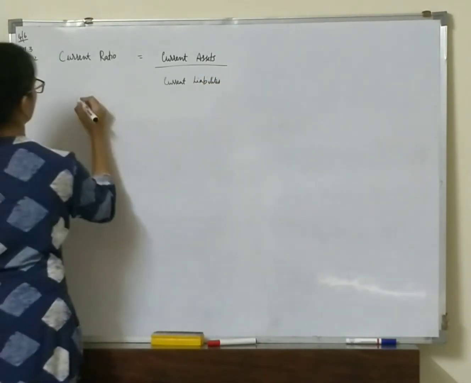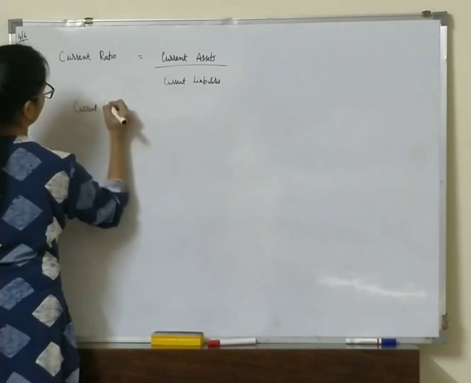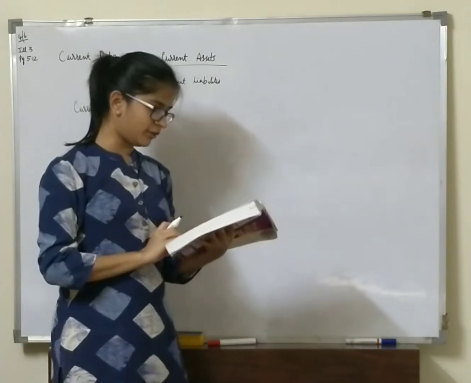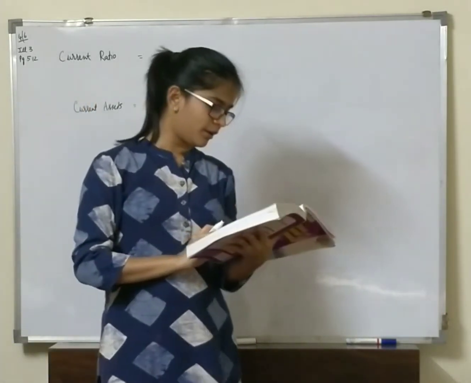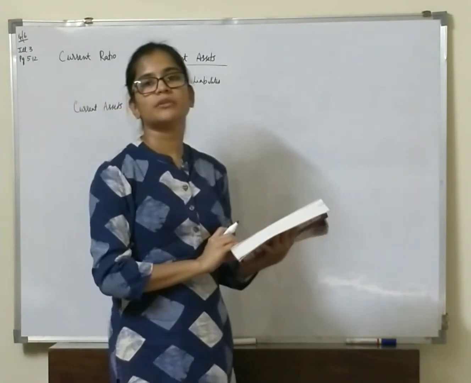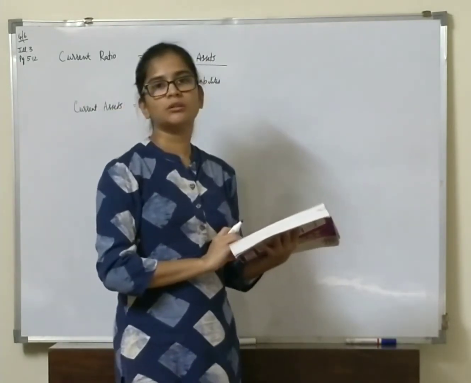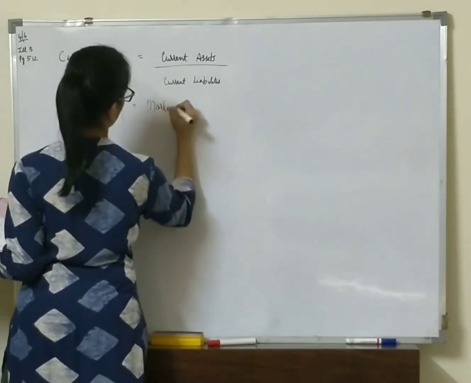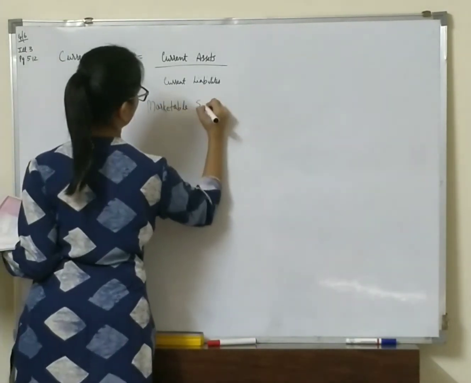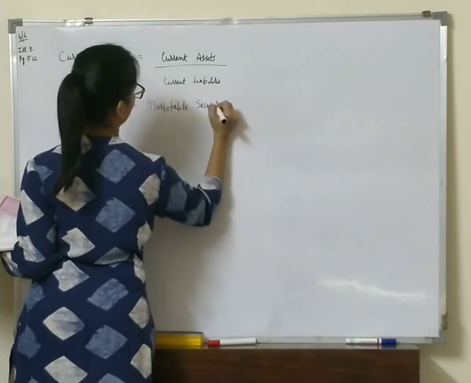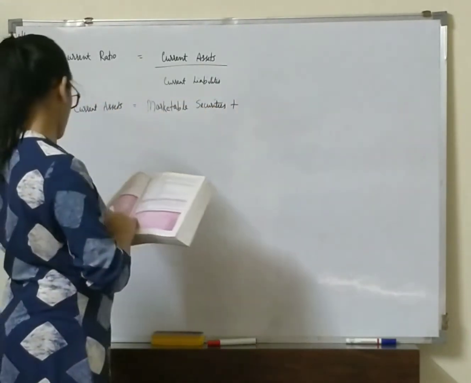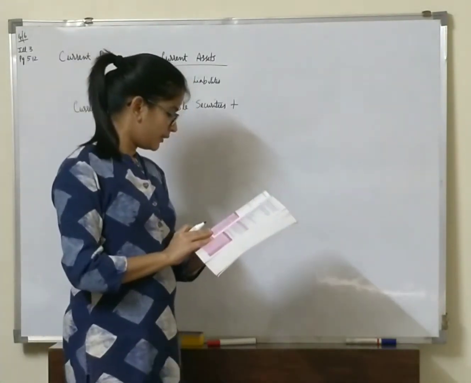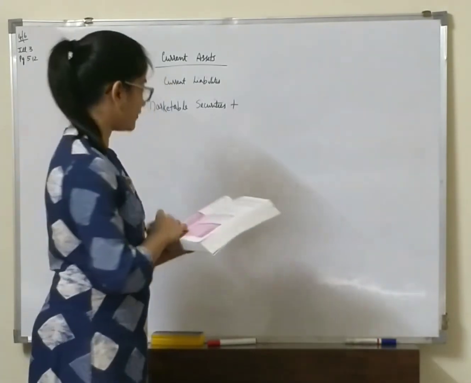So in this problem, what are the current assets? Let's take down. Trade investment. Are trade investments current assets? No. Marketable securities? Yes. What are marketable securities? They are nothing but short-term investments. So we will be writing marketable securities plus. Tangible fixed assets, no, as they are not current assets. Intangible assets, no. Trade receivables, yes.